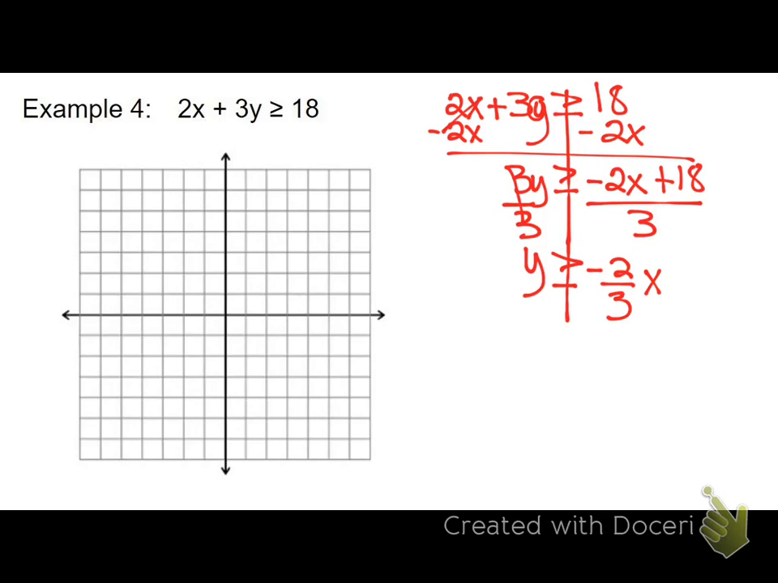What did you say? Plus 6. How did you get plus 6? Yeah, you just take 18 divided by 3. Okay, so now we're ready to graph.